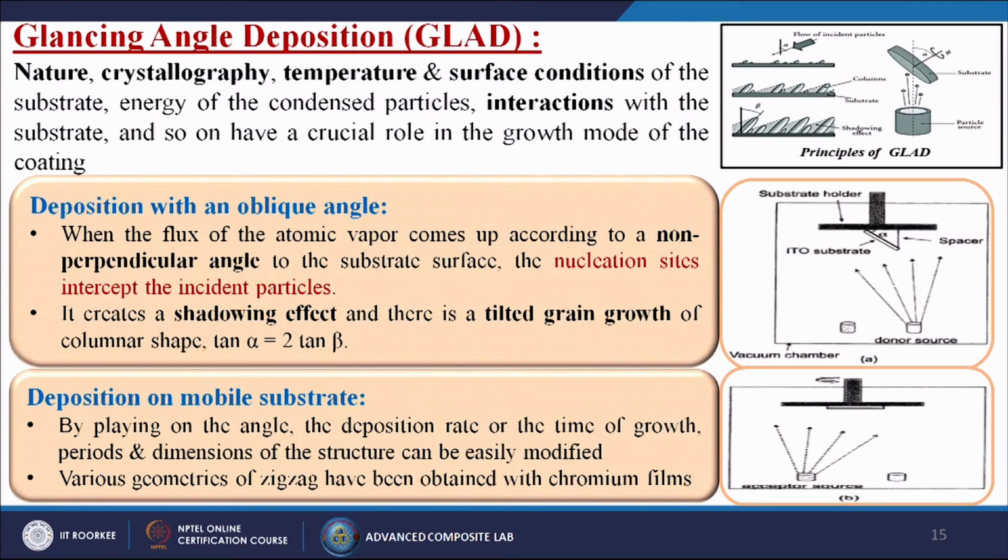So, deposition with an oblique angle: when the flux of the atomic vapor comes at a non-perpendicular angle to the substrate, the nucleation sites intercept the incident particles. It creates a shadowing effect and there is a tilted grain growth of columnar shape, tan alpha equal to 2 tan beta.